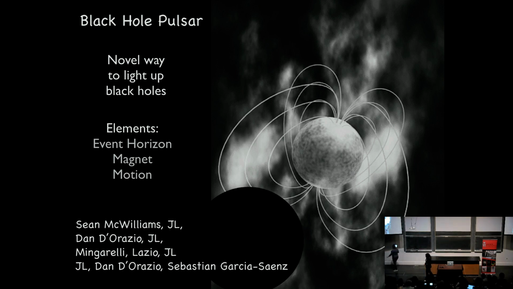I want to talk today about a pretty new project. We've been chipping away at this for a little while, but with very new results about how to light up black holes. We're talking about something that we're conjecturing might exist, which is a black hole pulsar, a very short-lived and erratic pulsar built out of a black hole. And the elements we need for this are really just a magnetic field, some motion, and the black hole. And I'll describe to you how that emerges.